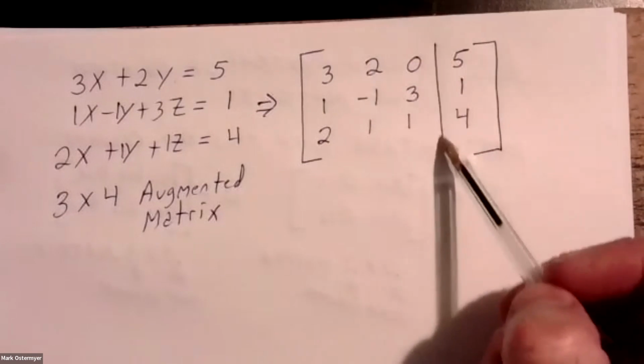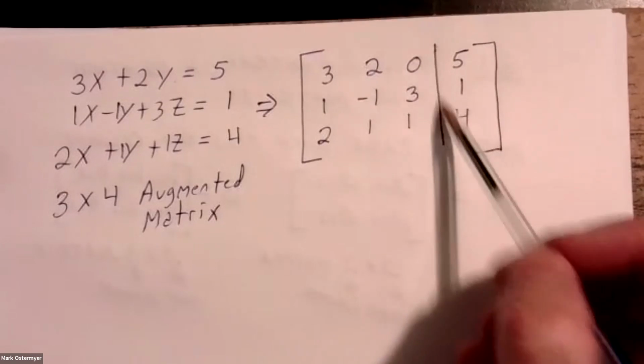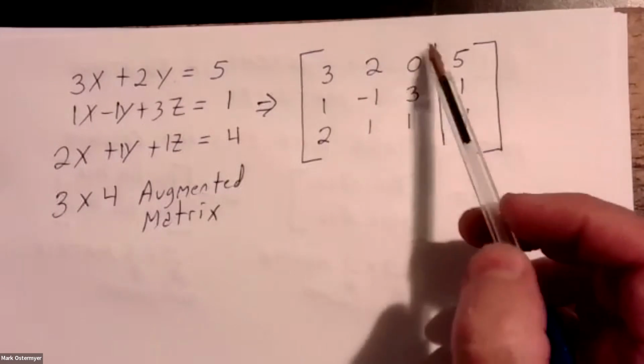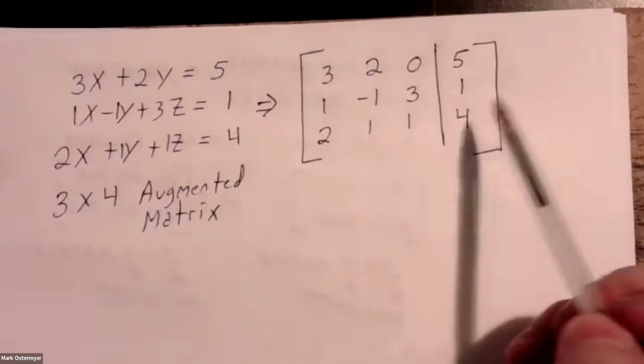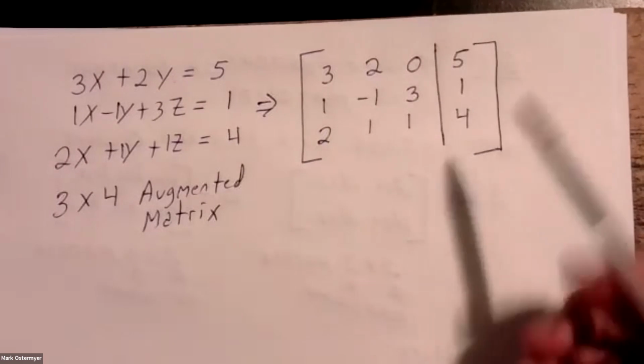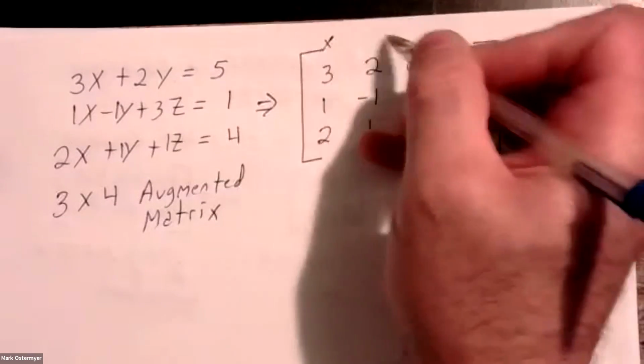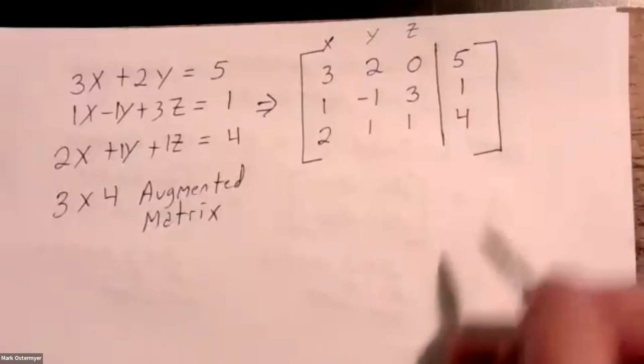Most textbooks have a solid vertical line. Some textbooks have a dashed vertical line. This line basically separates the left-hand side coefficients of the system from the right-hand side constants of the equation. This is kind of like the x column, the y column, and the z column.